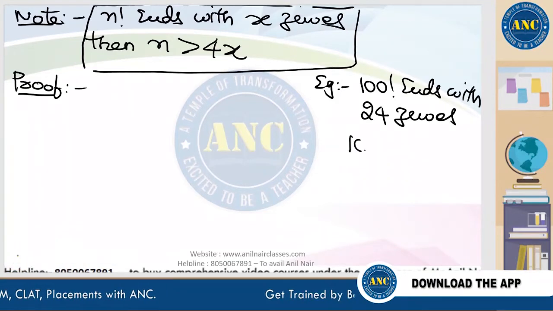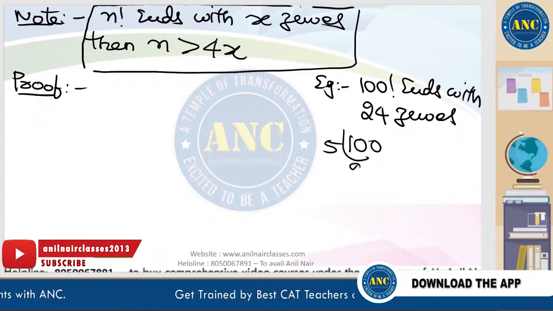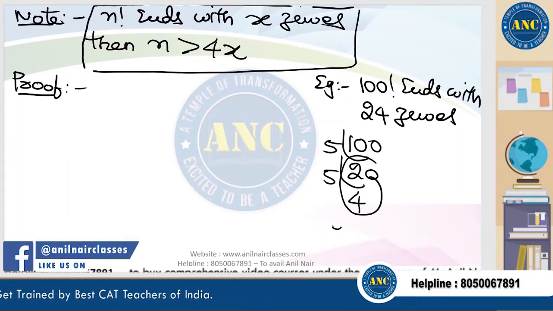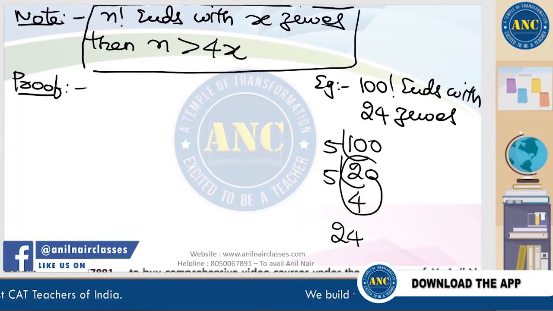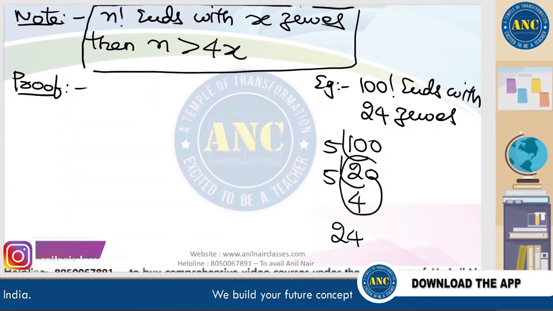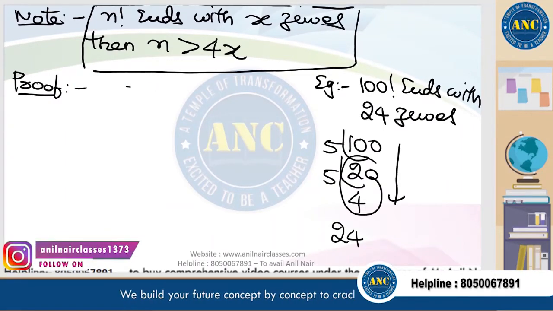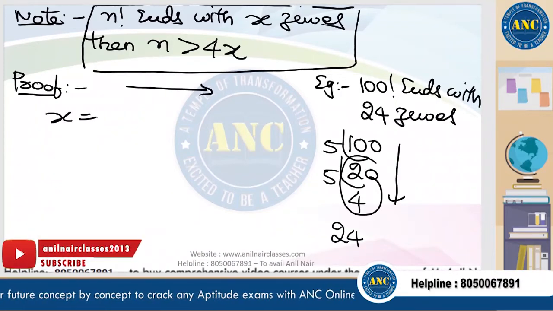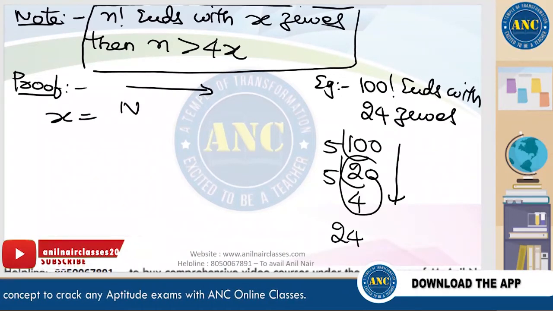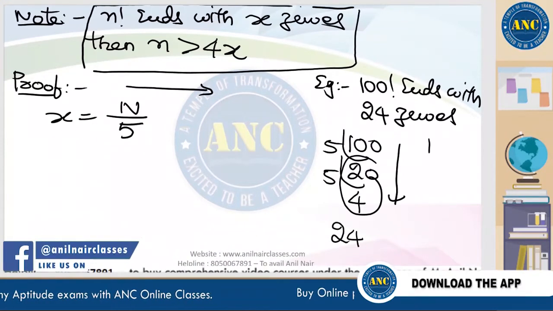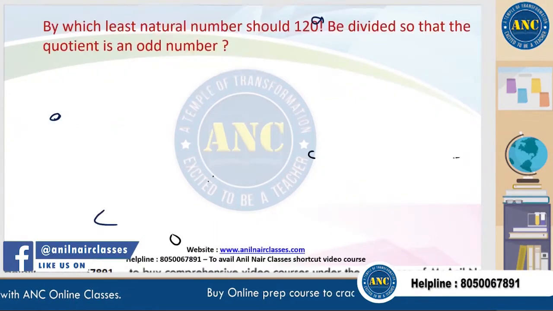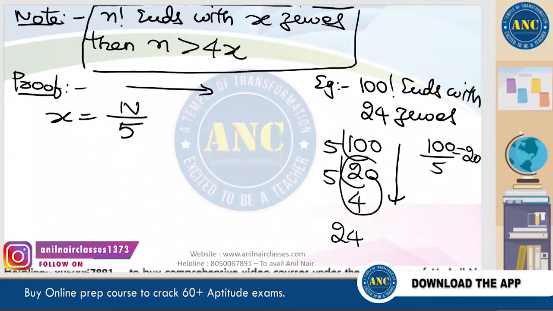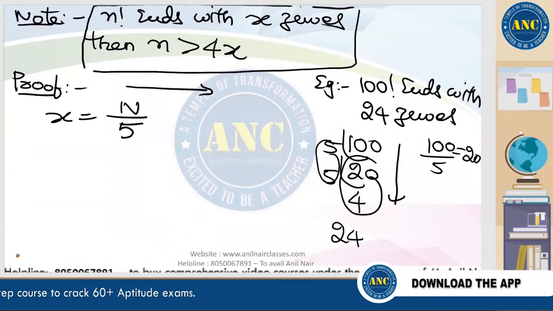What did we do? We divided 100 by 5. 5 20s are 100. 5 4s are 20. 20 plus 4 is 24. This we wrote like this. Suppose I call the number of zeros x. First I divided the number by 5. Am I right? Then I divided 100 by 25, which is nothing but 4.